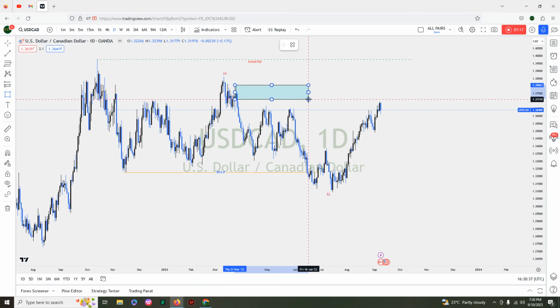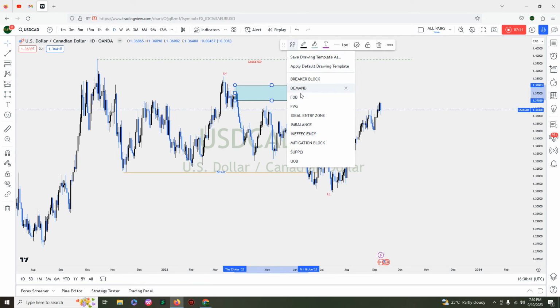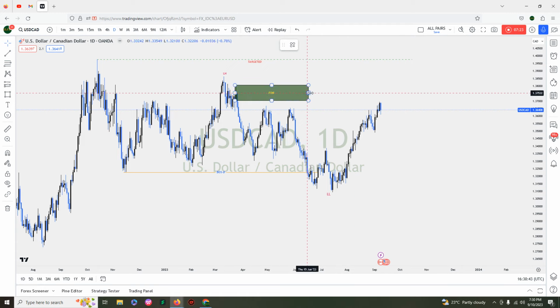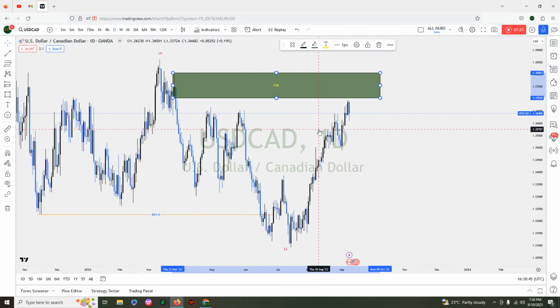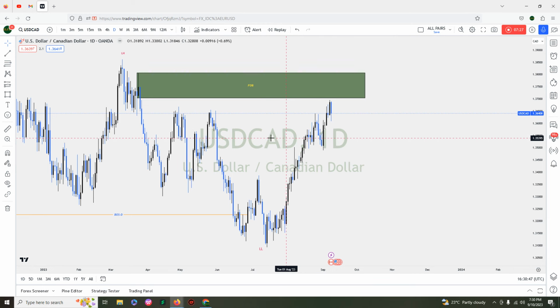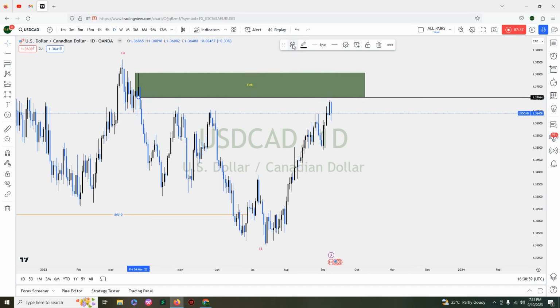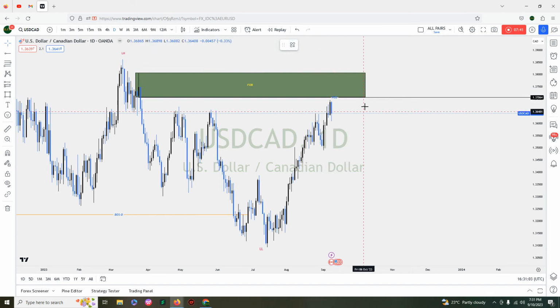And before the market came back to this region, ladies and gentlemen, this was a fresh order block before. Then what is happening? Oh, it's still a fresh order block. Sorry, it's still a fresh order block. And this is on the daily time frame. Let me just mark it properly. Fresh order block. So you expect this market to push slightly higher to come to this region.